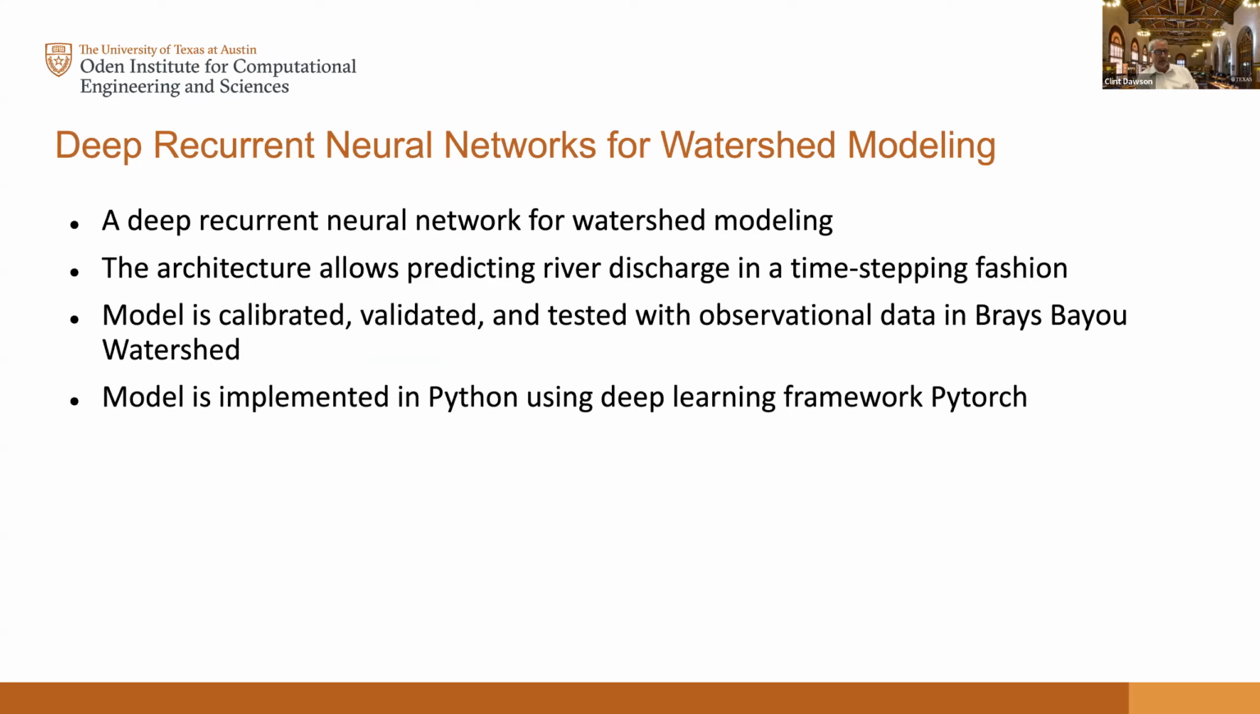Okay, so after we did this work, my student Wei Li started looking at machine learning for predicting watersheds. It turns out that there's been quite a bit of work done in the hydrology community on using machine learning in watersheds. We looked at Brays Bayou as an example, and Brays Bayou is a good test bed for machine learning because it's a well-gauged watershed. There are lots of measurement stations, and so there's lots of data.